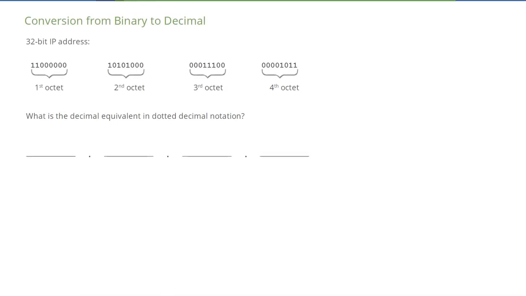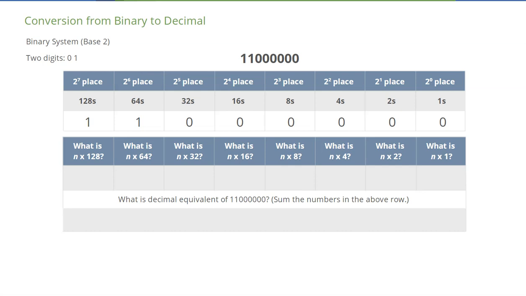Let's look at an example. We'll start with the first octet of the 32-bit IP address and determine its decimal equivalent. On screen, you'll see each position represented with the correct power of 2. Remember that when we looked at decimal representations of numbers, a 1 in the hundreds place means one group of 100. A 1 in the tens place means one group of 10, and so on. In binary representation, a 1 in the 128th place means one group of 128. A 1 in the 64's place means one group of 64, and so on.